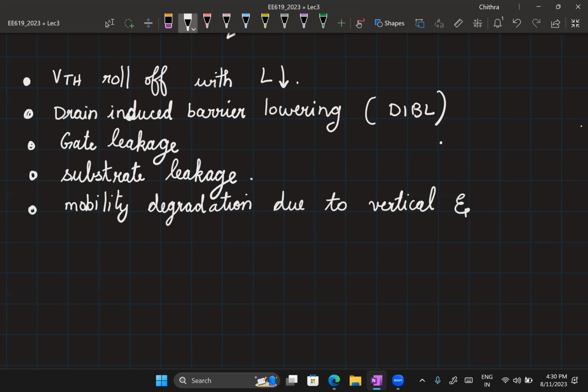Now, because of this vertical electric field, the electrons will also move towards the gate, not just towards the source, right? So because of this, there is a reduction in the effective mobility, and this will change your current equation a little bit as well.